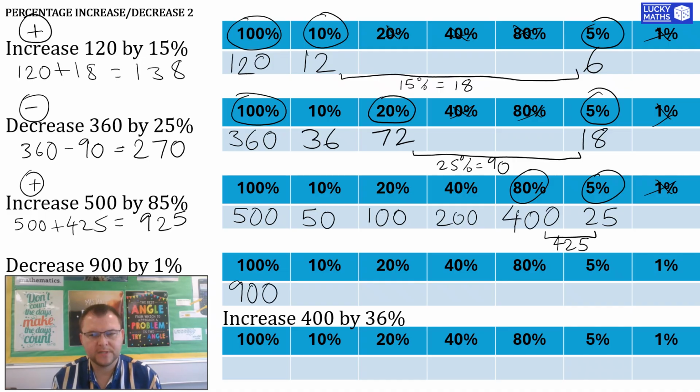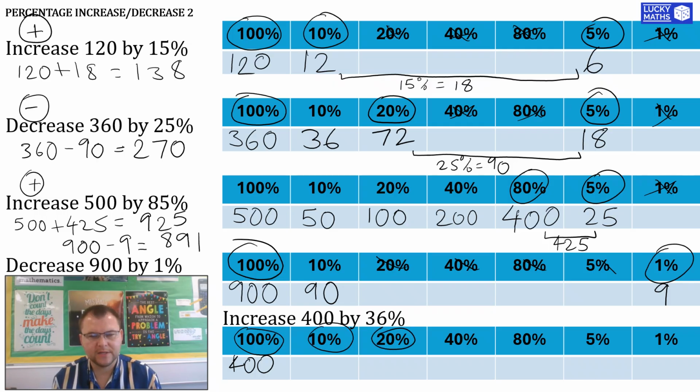Decrease 900 by 1%, so again, only interested in the one right at the end on the right there. 10% is 90, divide that by 10, 1% is 9. Again, no need to work out 20% or 40% or anything like that for that example. 900 minus 9, because we're decreasing, taking away, 891. And finally, we want to increase 400 by 36%.